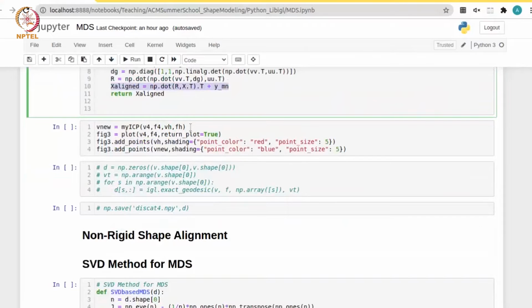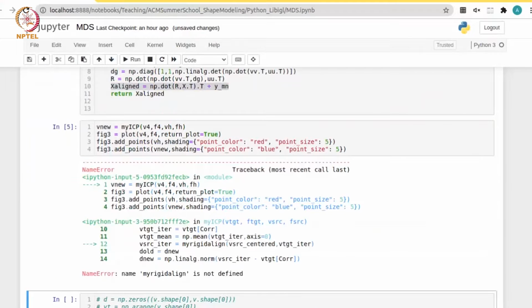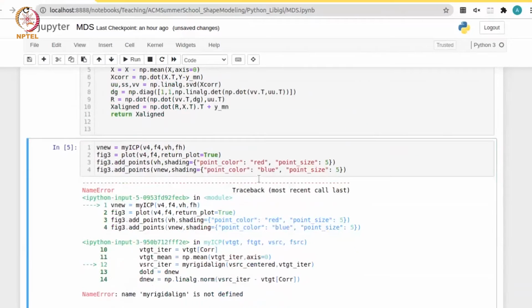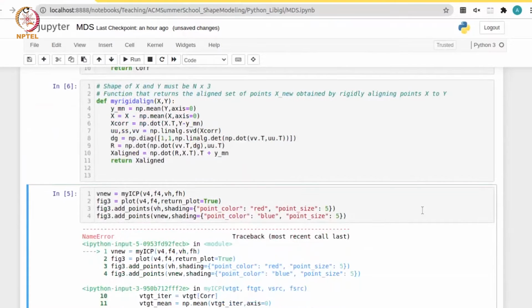Basically, you have to write the main myICP function. I've also described the steps in some detail in the notebook shared with you. Let me just run and display the results. Okay, I didn't run this. Once again, I claim my functions that I've written are not necessarily optimal due to Python.